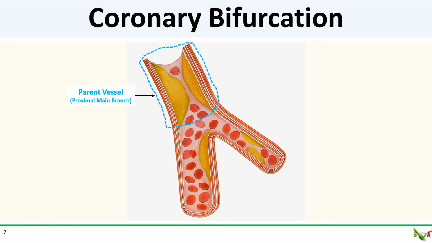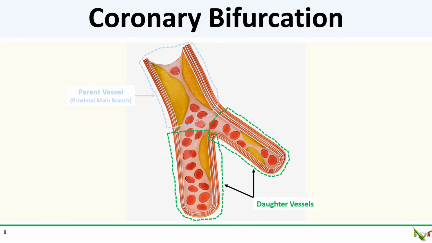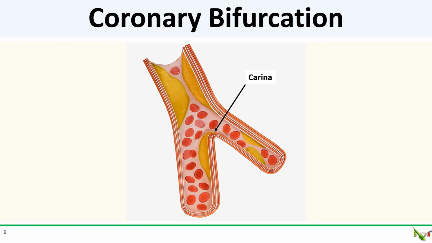Sometimes you'll hear the term parent vessel as well to refer to the proximal part of the main branch. You'll also hear the term daughter vessels for the distal branches, especially if the two vessels are comparable in size. The point in the bifurcation at which the blood vessel divides into two is called the carina.